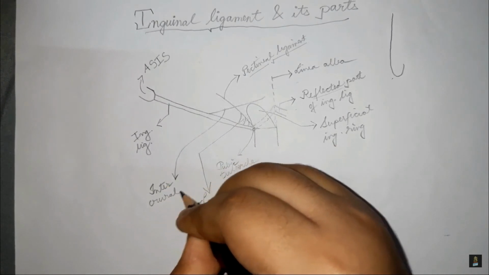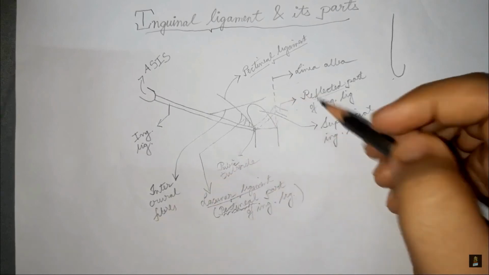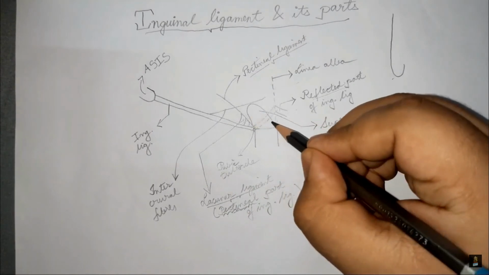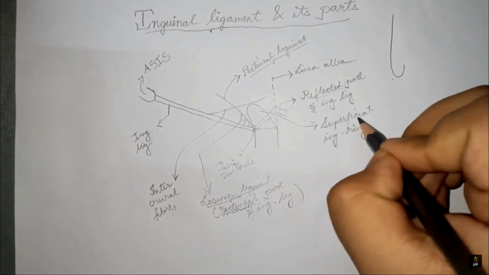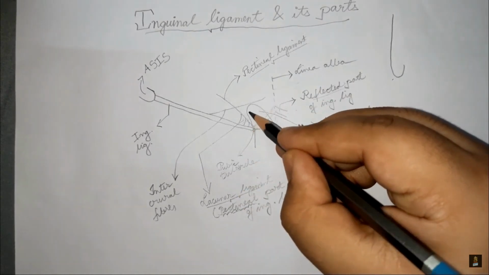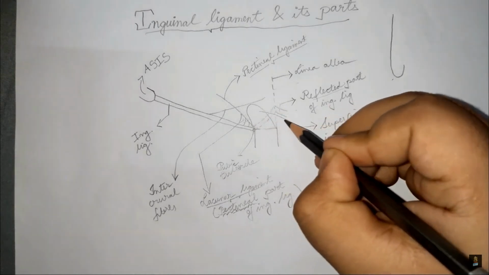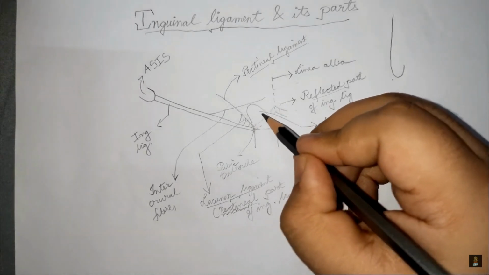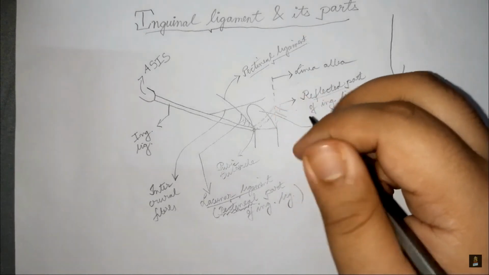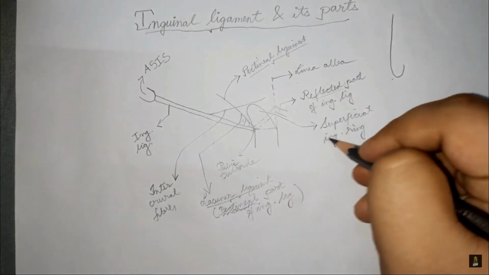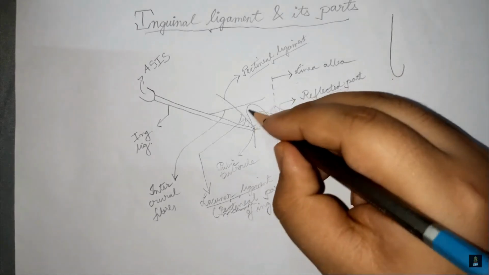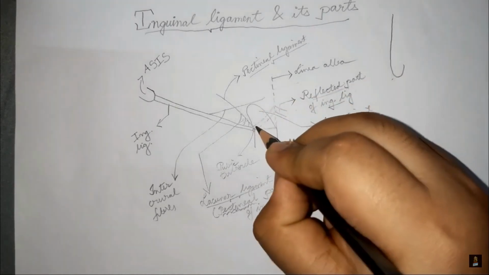See, I had mentioned the superficial inguinal ring, right? The superficial inguinal ring is somewhat triangular in shape. So the two sides of the superficial inguinal ring are called the two crura. From the lateral crura of the superficial inguinal ring, the reflected part of the inguinal ligament takes origin.